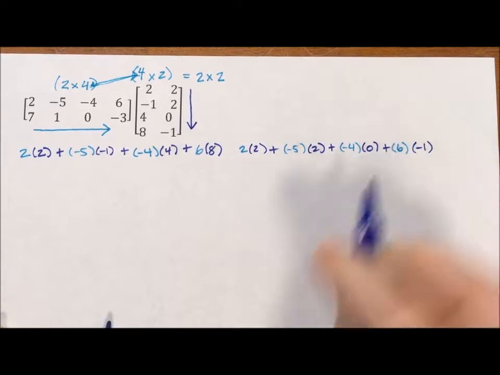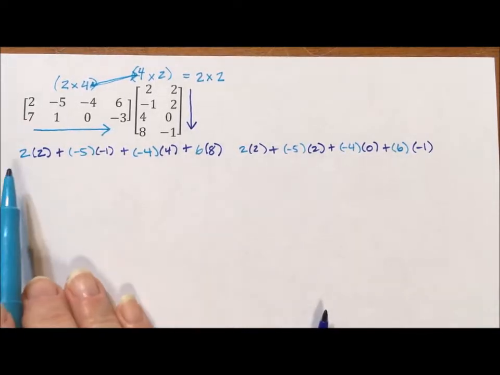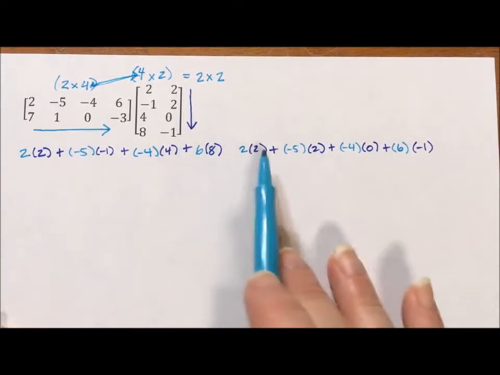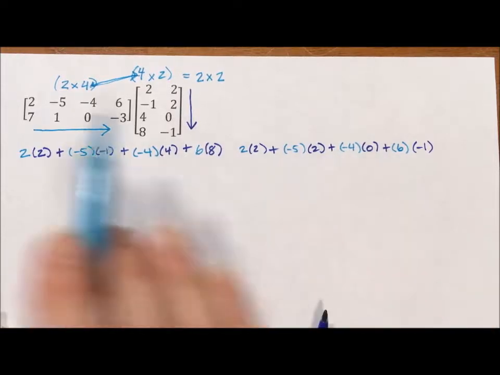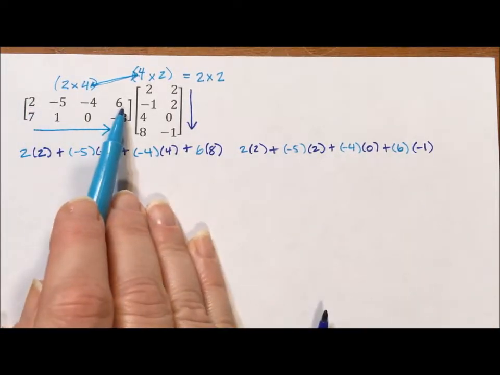Okay, so you'll notice in the lighter blue, or the numbers on the left, 2, negative 5, 4, 6, 2, negative 5, negative 4, 6. It's the same as the top row here.